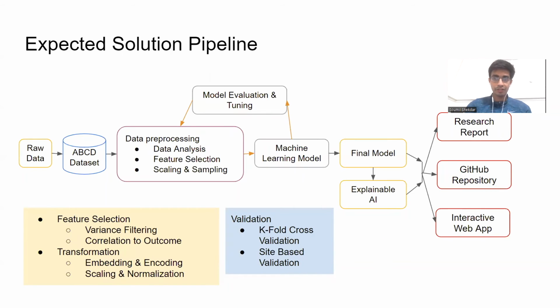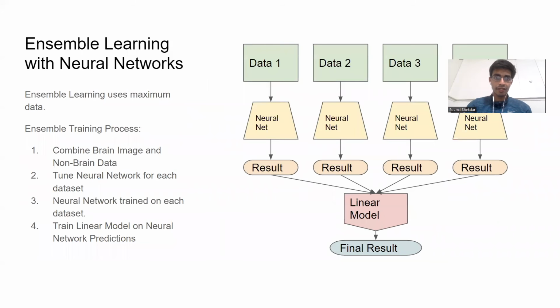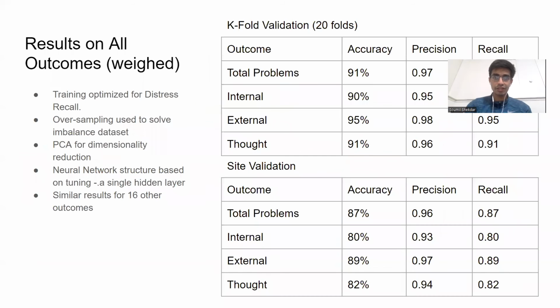Hi, I'm Somo. In order to predict the outcome, we use standard machine learning pipeline: data preprocessing, model training, model evaluation, and then using the final model for explainable AI. The specific model we used is an ensemble learning model, which combines the results of 4 simple neural networks trained on each of the datasets using a linear model. The results we get through an ensemble learning approach are way better than the baseline, as you see here.